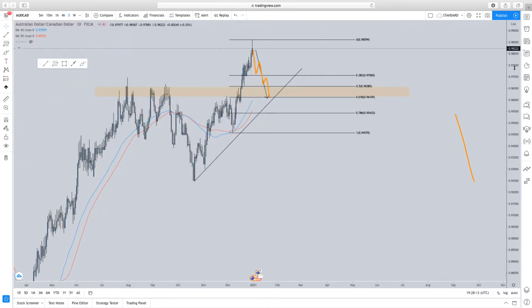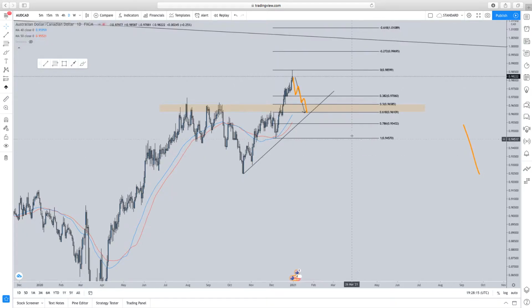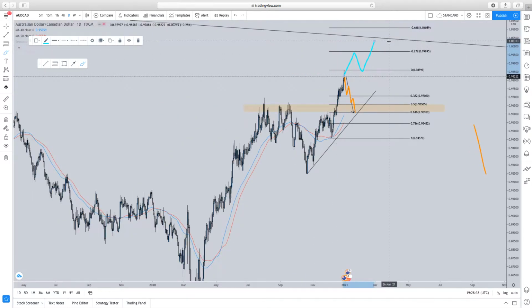Yeah, so that's AUD CAD. That's what I'd be looking for. If it breaks higher, which I doubt, I'd be looking for the same kind of setup with a buy. So something like this, the upside, fall and back up to touch this trend line and see what happens up there.